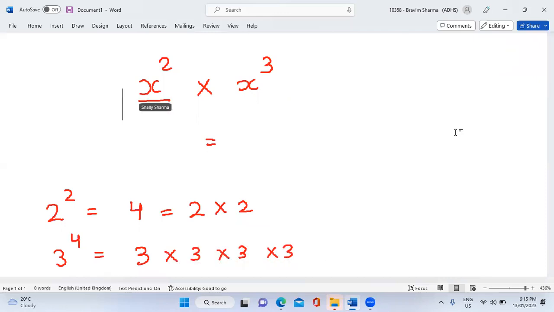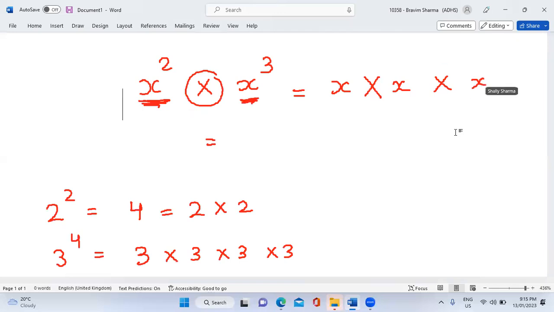Now here we have x squared. The first power expression is x squared, which means x multiplied by x. And then there is a multiplication sign. And then we have x cubed, which means x multiplied by x multiplied by x. So we have 1, 2, 3, 4 and 5 x's in multiplication.